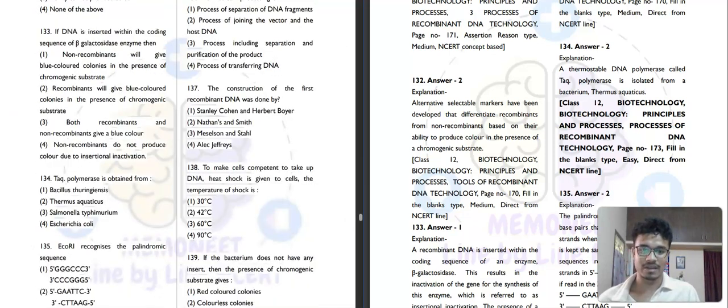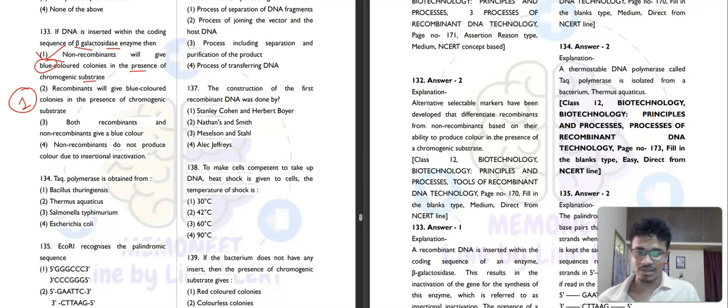Then question number 133. If DNA is inserted within the coding sequence of beta-galactosidase enzyme, then what will happen? Non-recombinants will give blue colored colonies in the presence of chromogenic substrate. If the DNA ligase is coding beta-galactosidase, okay, so this option I think is correct. Absolutely, this is correct. So first option will be our correct answer.